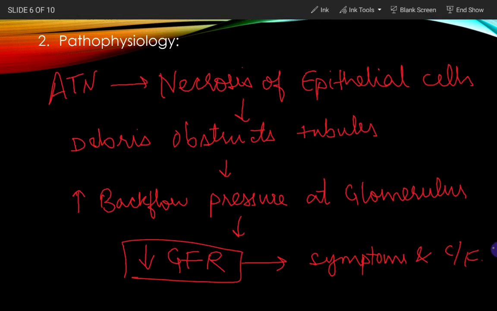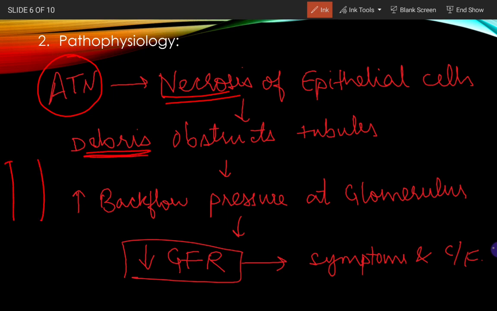Now coming to the pathophysiology of the intrarenal cause. For example, you have acute tubular necrosis, where the epithelial cells of the tubule undergo necrosis. Due to this necrosis, first there's a loss of function of the epithelial cells, and second, the necrosis and the debris starts accumulating in the tubules. If this is the tubule and these are your epithelial cells, there's damage and necrosis, and this debris starts accumulating within the tubules.